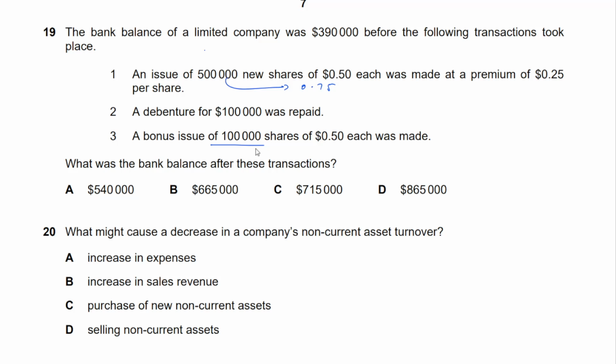So, well, 500,000 times 0.75 is 375. So, we had 390,000, we got 375 from here, and we lost 100,000 from there. Again, you don't need to write the thousands in your calculator. 390 plus 375 minus 100. That gives me 665, and that means 665,000.